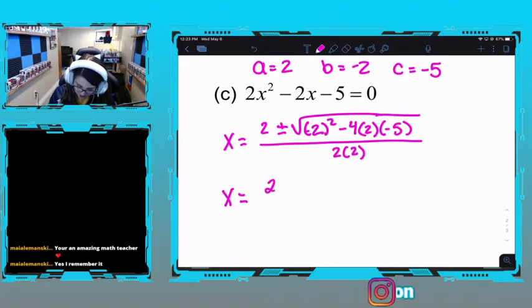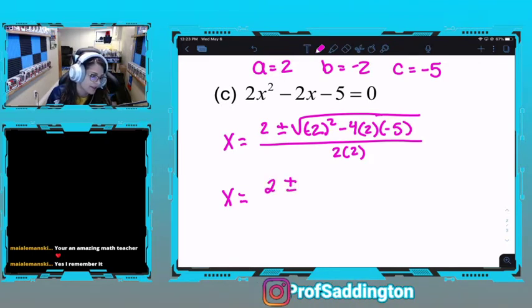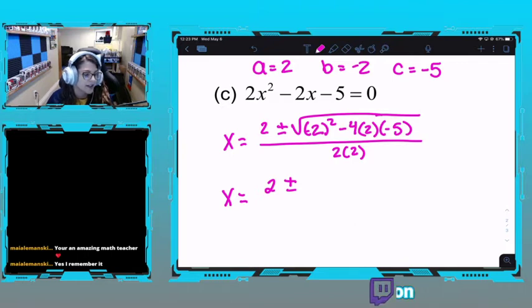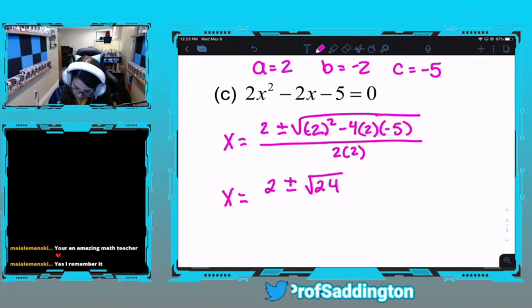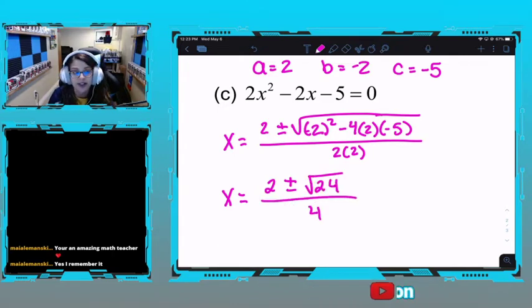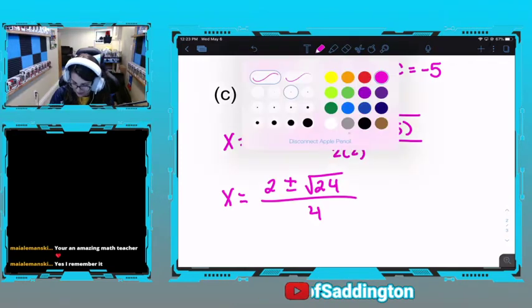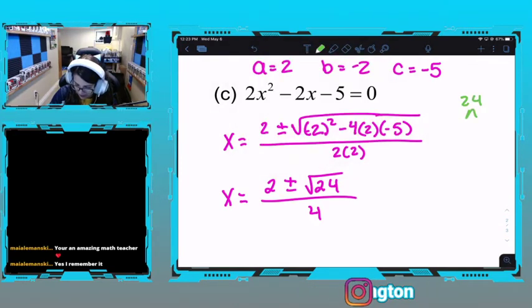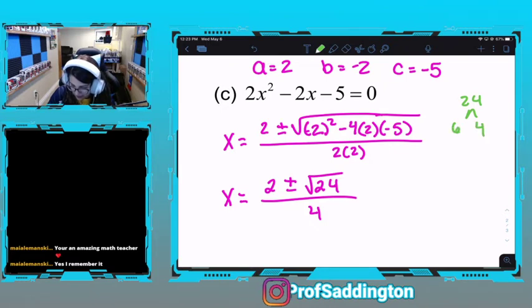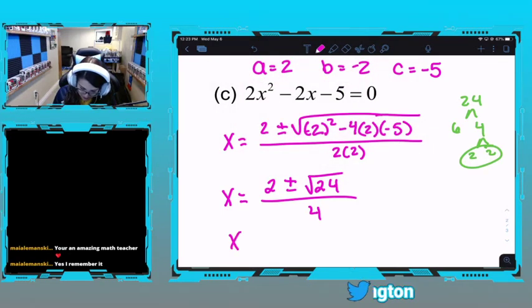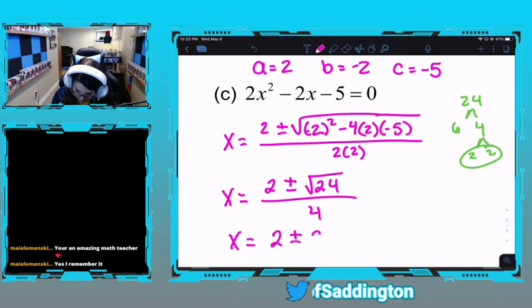All right. So we get 2 plus or minus. We got 4, technically plus, let's see, 10. Is that 24? All over 4. Now, radical 24 is going to simplify. What do we get? We get 6 and 4. 4 is a perfect square. We get a pair of 2's there. So we get 2 plus or minus 2 radical 6 all over 4.